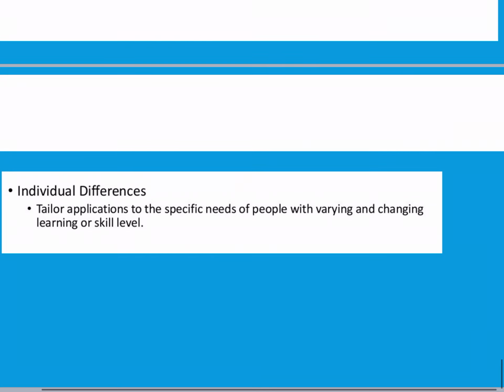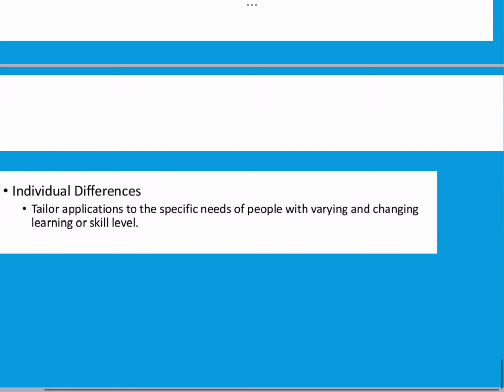Individual differences: tailor the application to the specific needs of people with varying and changing learning or skill levels. So when it comes to designing, these are the terms that have to be remembered always.